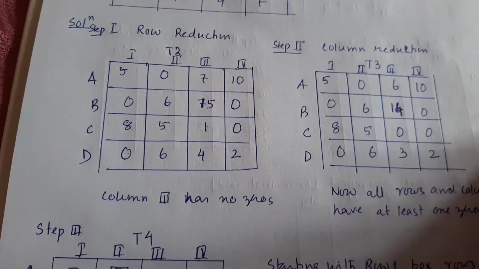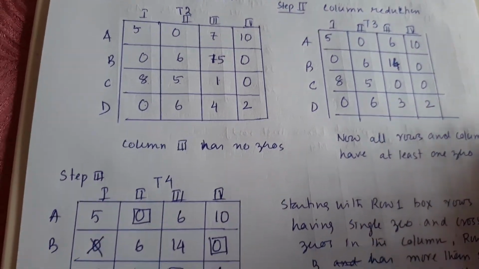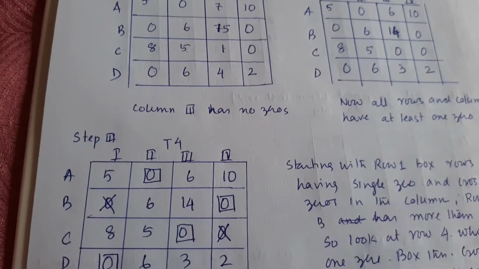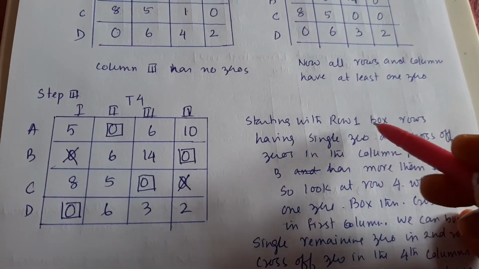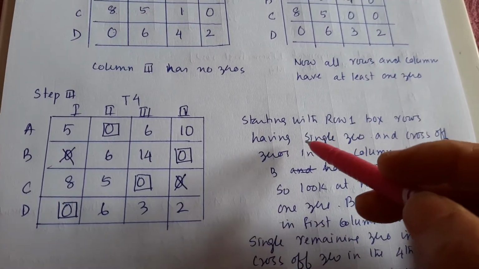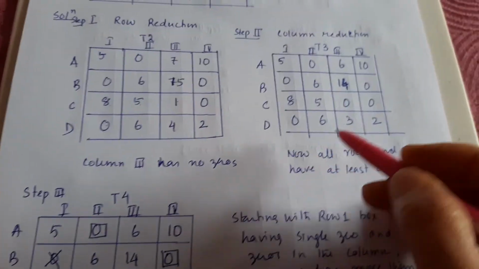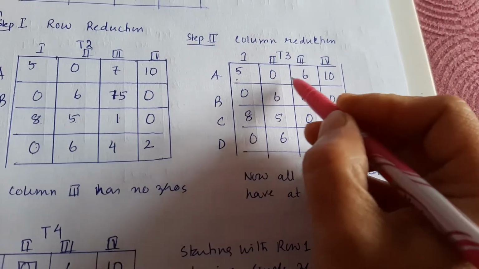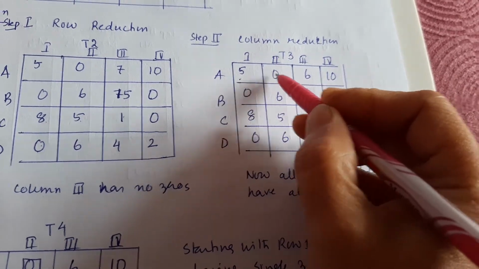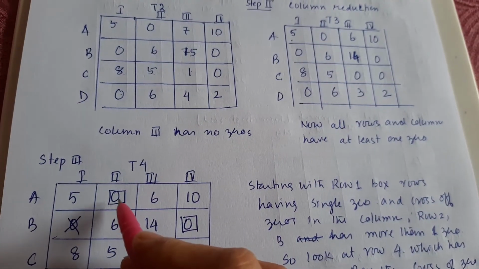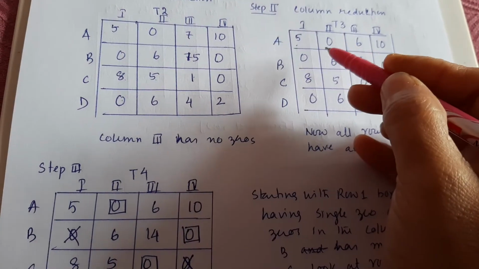Now the next step is the assignment of the jobs. You start with the first row. Starting with the first row, box a row having a single 0. In this row there is only one single 0, so we put a box around it. So this is the box here, and as soon as we box it, look at the column values.